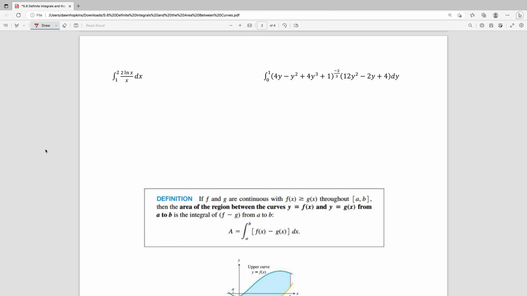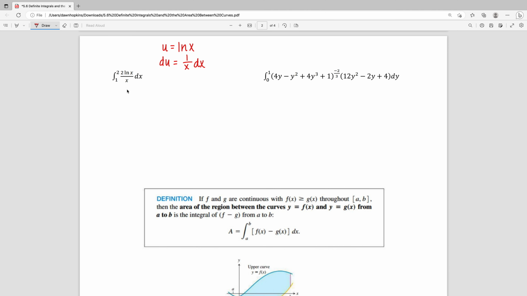We're going to do two more examples here, again with the u substitution, where we're going to change our upper and lower bounds on these integrals. So our first one is the integral from 1 to 2 of 2 ln of x over x dx. In this case, I'm going to let u equal the natural log of x. So du will be 1 over x dx.